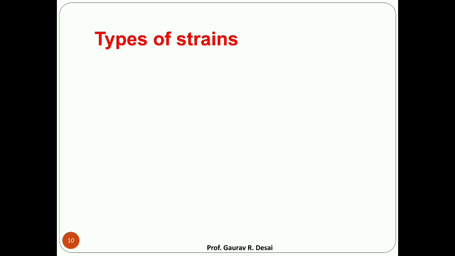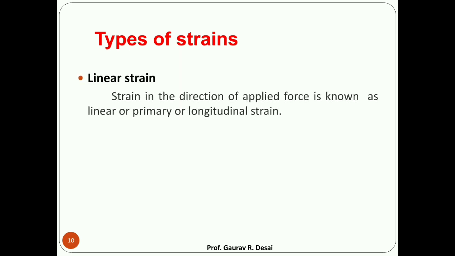Now we defined the strain in the earlier two lectures. It is the ratio of change in length to the original length. So there are two types of strains. First is linear strain. So it is a strain in the direction of applied force, known as linear or primary or longitudinal strain, which is same as regular strain.